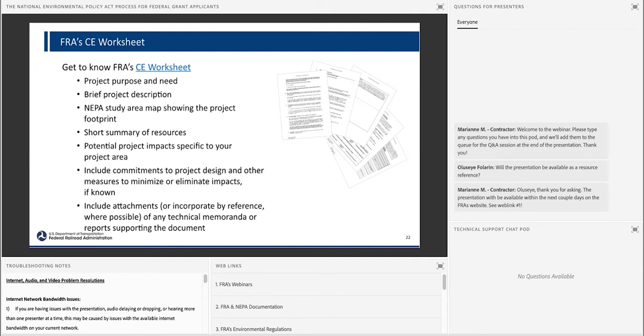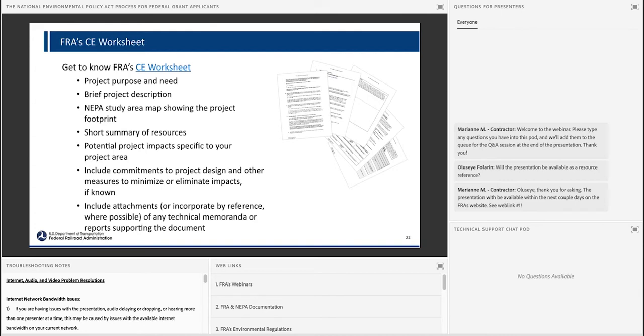With that, in the CE worksheet, you'll find each of the resources listed. So include a summary, or even if you don't complete the CE worksheet or draft for your application, you could state this in the application and include a brief summary of resources and potential project impact specific to your project area. And you can do this by using the CE guidebook.